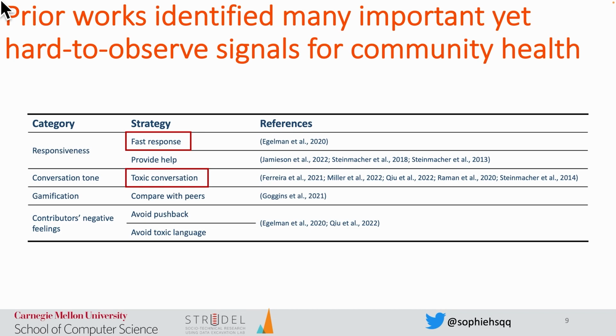Toxic conversation was found to be negatively associated with project popularity and community health. However, it is hard for maintainers to monitor all conversations. Therefore, using some automatic tools would be helpful in this case.